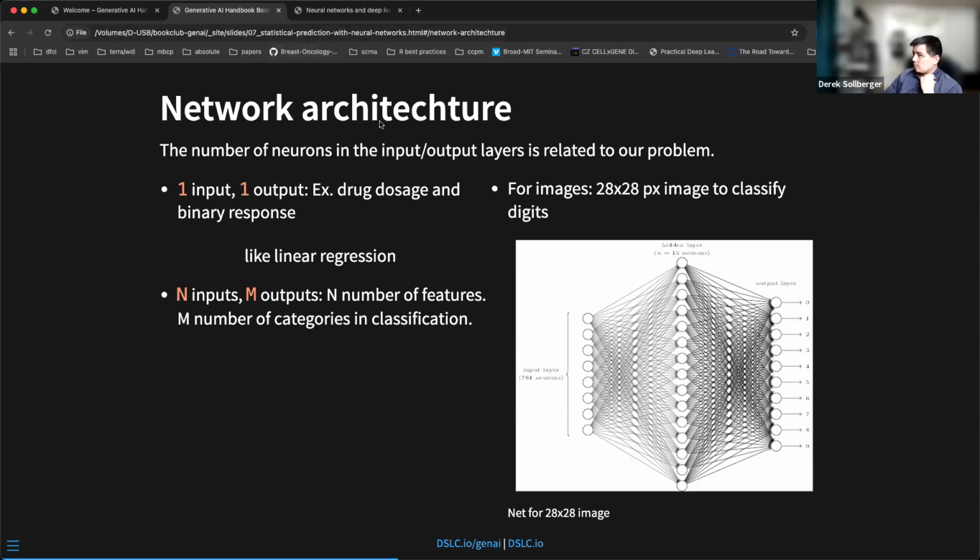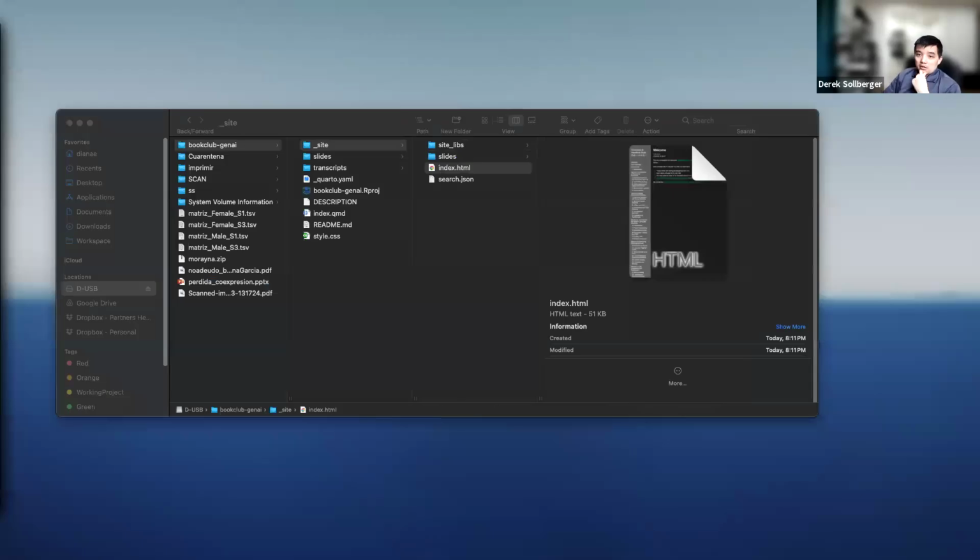Just to mention a couple more points. This classic problem was for addresses in zip codes and on mail, and the reason why there are 10 output layers is to correspond to 10 possible digits. And Diana mentioned how there are 784 neurons for the 28 by 28 pixels.